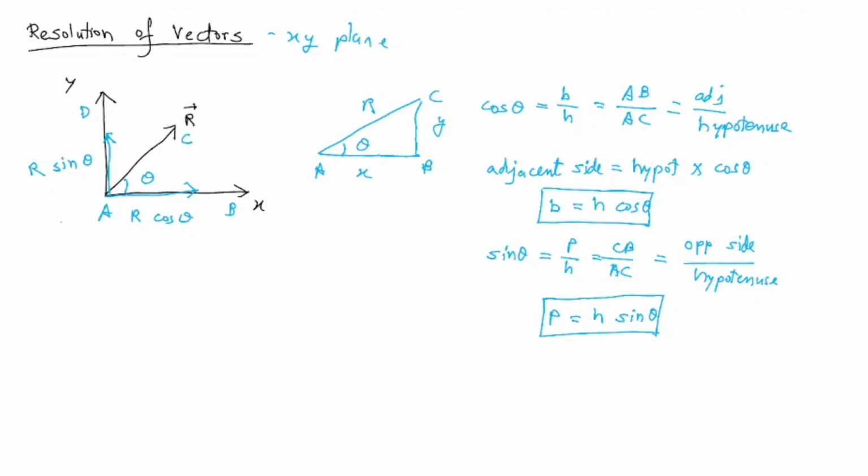You are given multiple vectors and you have to add them. So what can you do? You can find out their components, add the components, and find the resultant. Alright, we will check some examples in the next session. Stay tuned and thank you.